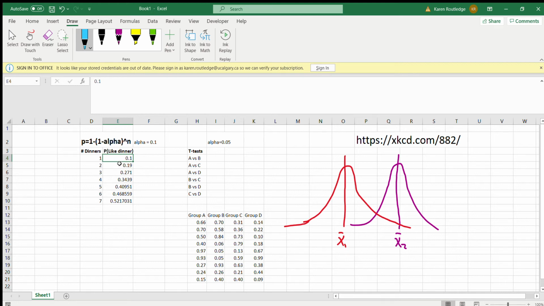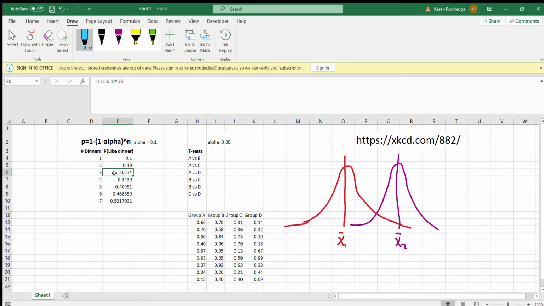For dinner number two, on the second dinner, that probability jumps up to 19% by following this equation: 1 minus the alpha level, which we set as 0.1, and we raise that to the number of dinners. So this is the second night, so there were 2 dinners. So there's a 19% chance that our picky eater is going to enjoy either dinner number 1, or dinner number 2, or dinner number 1 and 2. So there's 3 possibilities.